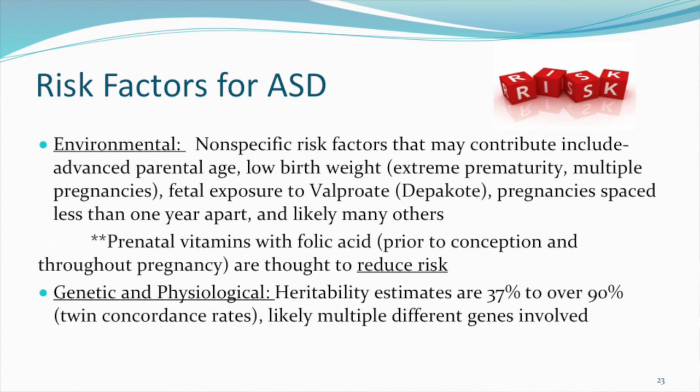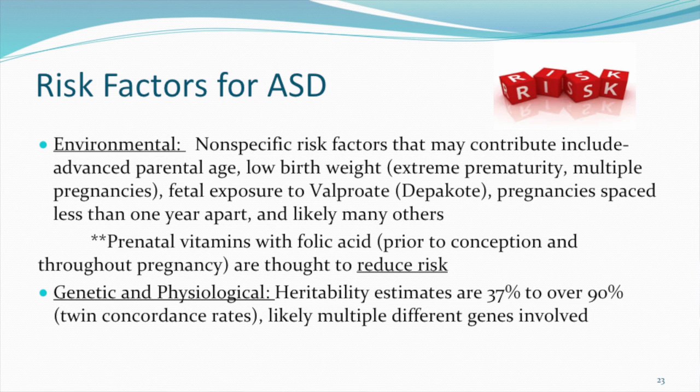Certain environmental risk factors may include advanced parental age, parents who are older at the time of conception, low birth weight, including babies that are born extremely premature, or babies who are a result of multiple pregnancies. Fetal exposure to Depakote is also a risk factor for the development of autism. Pregnancies spaced less than 1 year apart is another risk factor, and there are likely many other environmental risk factors that we don't know.